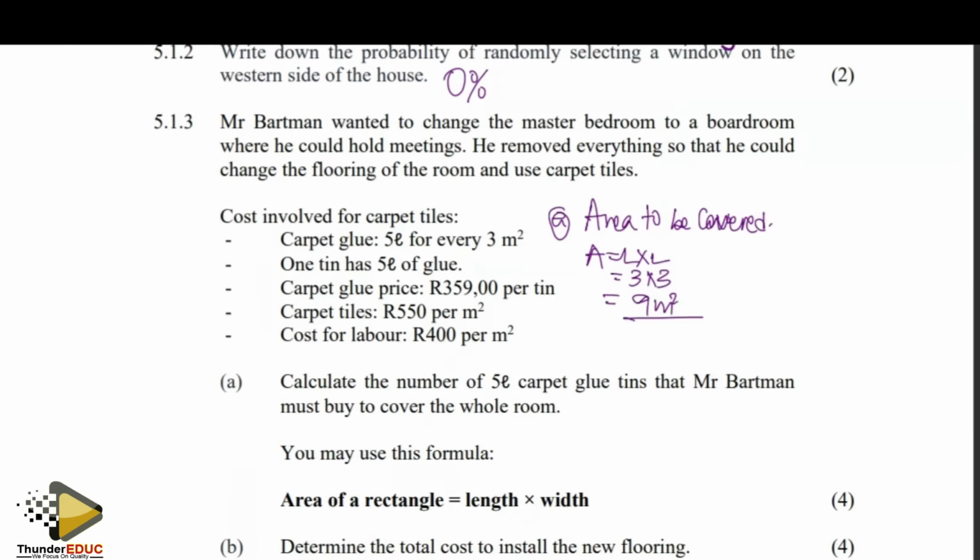So we are determining the 5-liter carpet glue. And they have told you only 5 liters cover an area of 3 meters squared. So for us, how many liters shall we have? We divide it through and we find out it is 9 divided by 3. So we shall have to buy 3 5-liter tins.